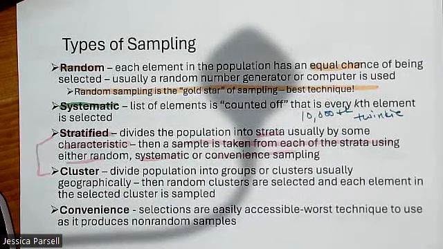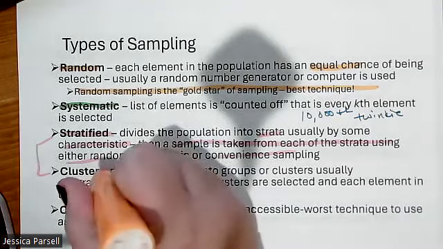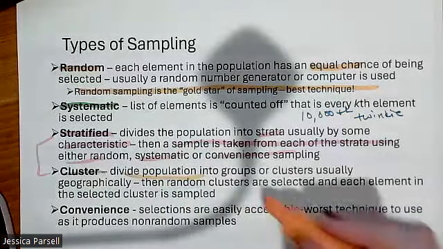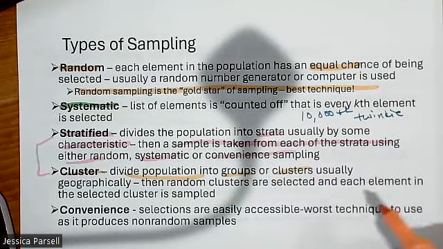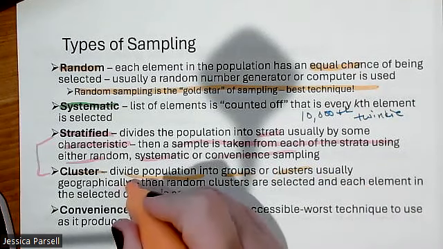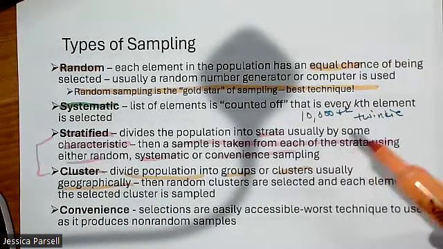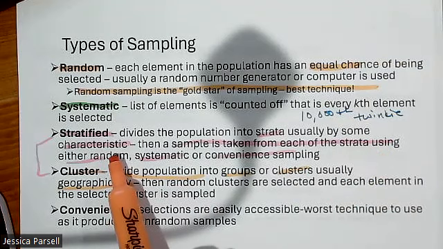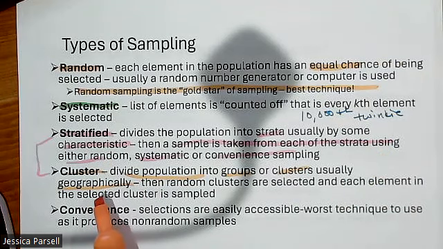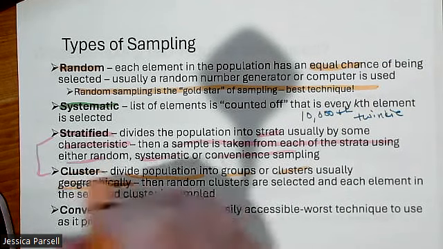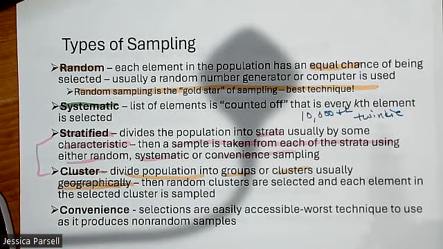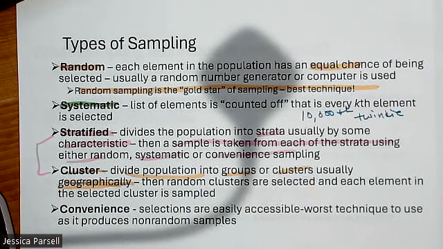Now, cluster looks a little different. You still are going to be coming in and dividing your population, but this time into groups or clusters. Usually they divide them up geographically. So that's a little difference. So stratified is dividing people up into some characteristic that they share. Cluster is usually dividing up people or whatever they are sampling into little clusters that are geographically related. Then random clusters are selected and each element in the selected cluster is sampled. So there's just some small nuances between these.